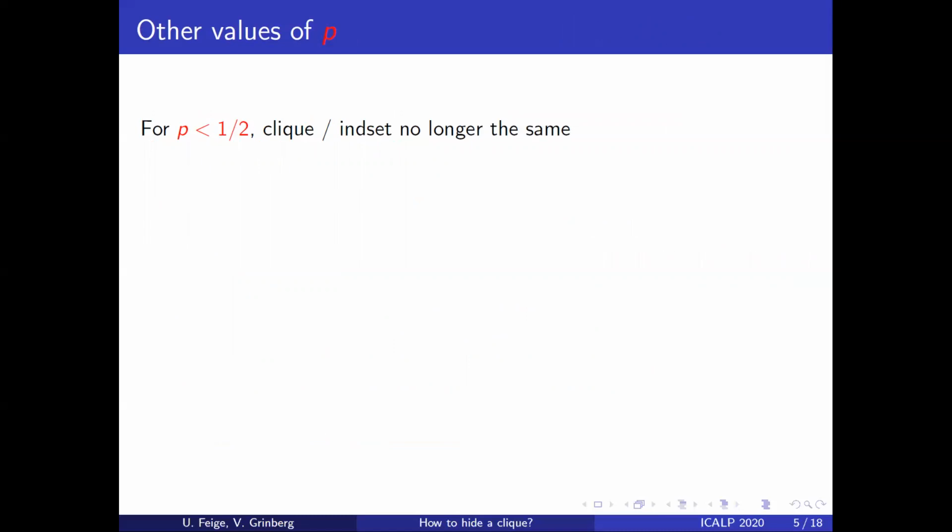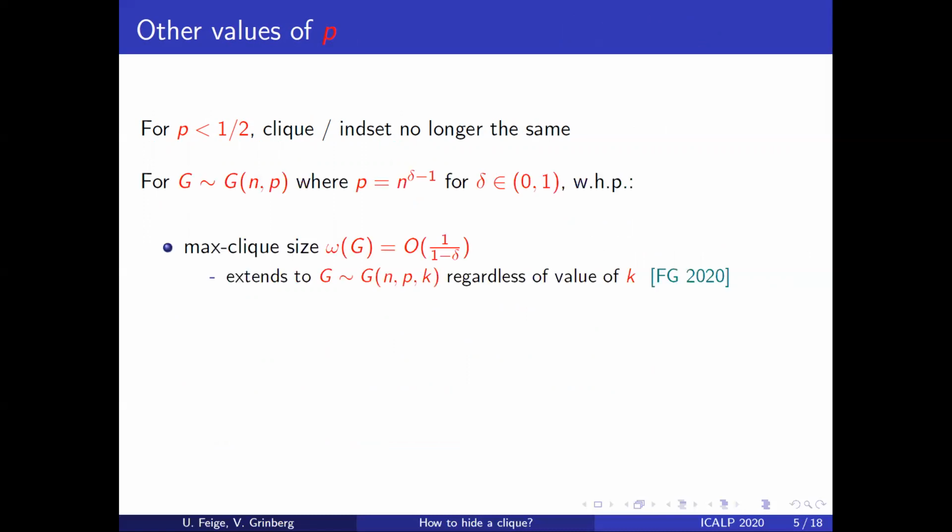The planted clique problem for smaller values of p has not been studied as thoroughly, but still is quite well understood. When p is n^(delta-1) for some delta between 0 and 1, with high probability the size of the maximum clique in G(n,p) is bounded by a constant. This extends to the planted clique model G(n,p,k), regardless of values of k. We are not aware of such results being previously published, but they are also not difficult, and we will return to this later in the talk.